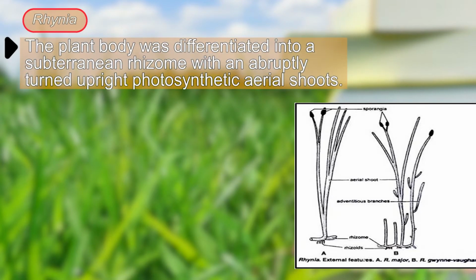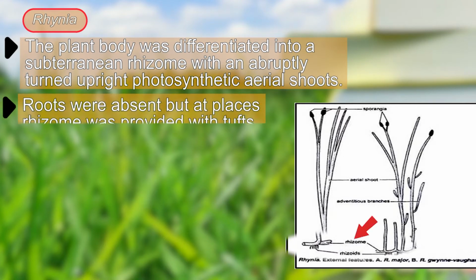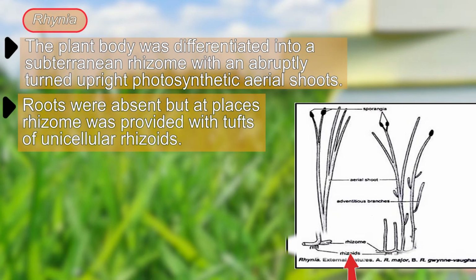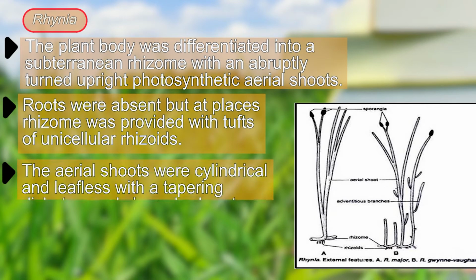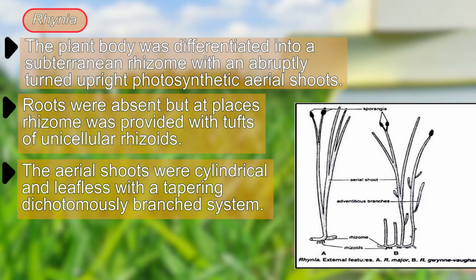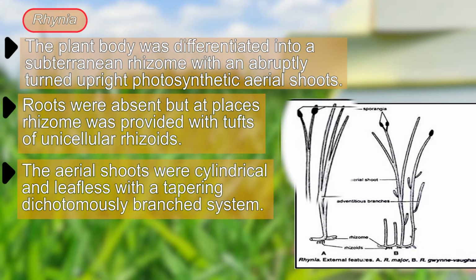So here are certain characteristics of Rhynia. The plant body is differentiated into a subterranean rhizome with abruptly upright photosynthetic aerial shoots. You can see here that this is the rhizome, and below the rhizome there is a tuft of unicellular rhizoids. No true roots are found in this genus, and the aerial shoot arises abruptly from this rhizome, is further terminated into a sporangium, and is dichotomously branched.